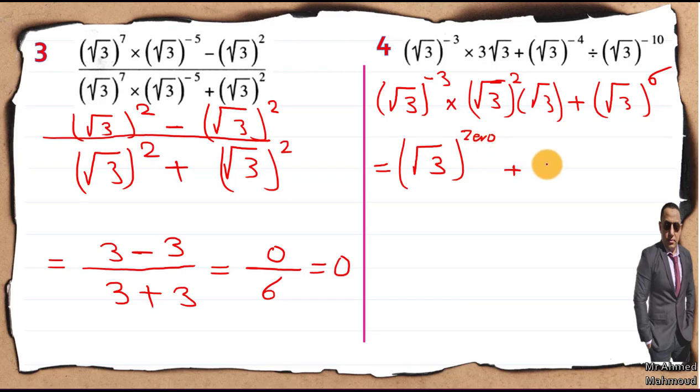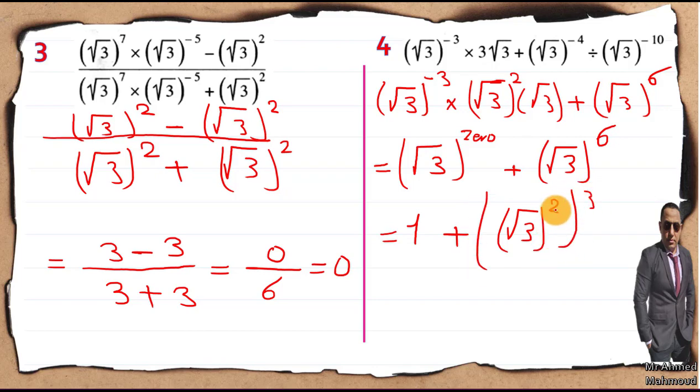Plus root 3 all power of 6 equals 1 plus root 3 power of 6, which equals root 3 power of 2 all power of 3, because 2 times 3 equals 6. It is equal to 1 plus root 3 power of 2 equals 3, power of 3. Evaluate the power: 1 plus 27, which is equal to 28.